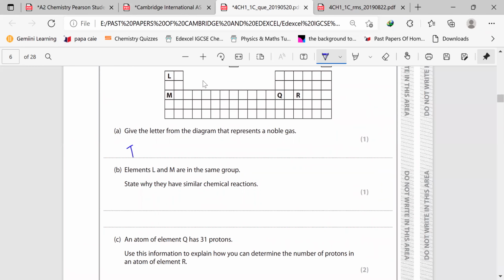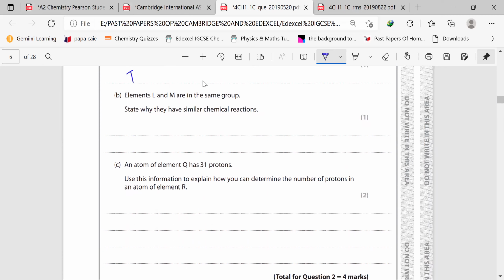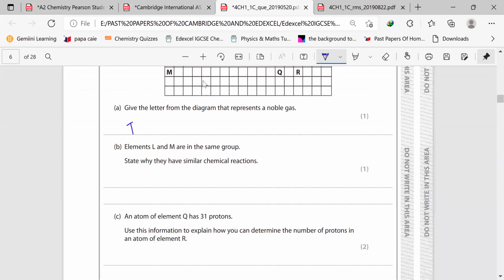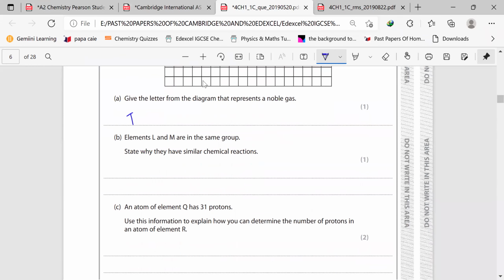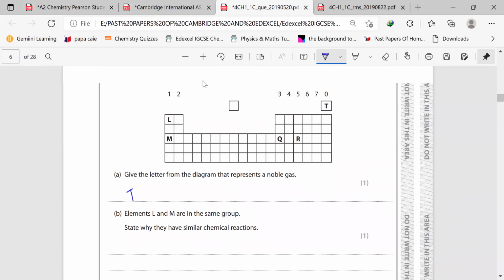Elements L and M are in the same group. State why they have similar chemical reactions. Because they have the same number of outer electrons. Very good. Because they have the same number of electrons in their outer shell, or you can say 1 electron in their outer shell, since it is group 1. To be specific.